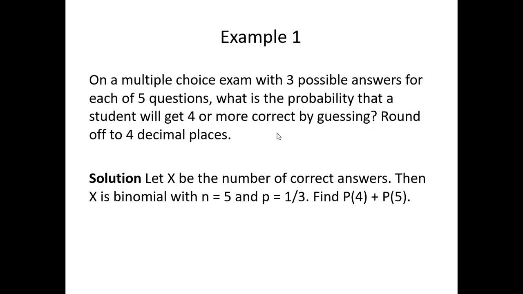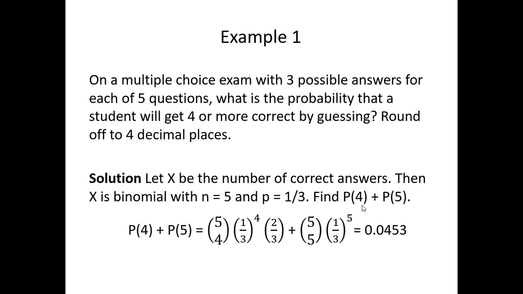So let's start by letting X be the number of correct answers. That's our random variable. X is a binomial random variable, n is 5, and p is 1/3. We want to find P of 4 plus P of 5. So we have to think in terms of our PMF, or the formula for calculating a binomial probability.